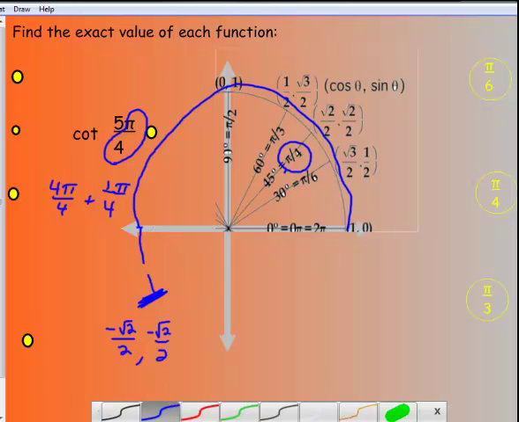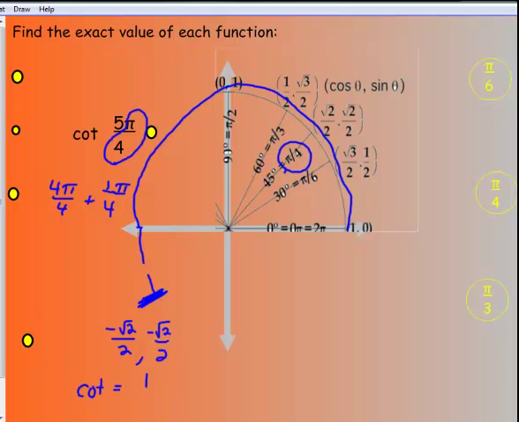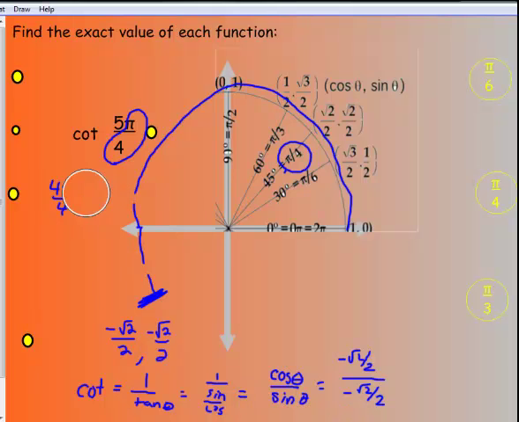Now, cotangent means tangent, flipped. So cotangent equals 1 over tangent, which means this is 1 over the sine over cosine, and I flip that. So basically I want to take my cosine value and put it over my sine value. My cosine value is negative radical 2 over 2, and my sine value is negative radical 2 over 2, and anything divided by itself is 1, and a negative divided by a negative is a positive. So I figured out up here that the cotangent of 5 pi over 4 equals 1.